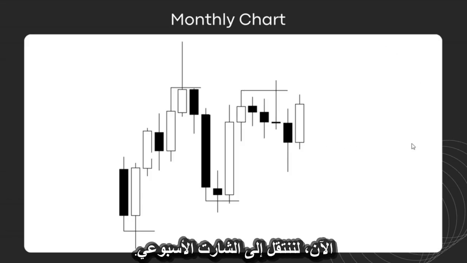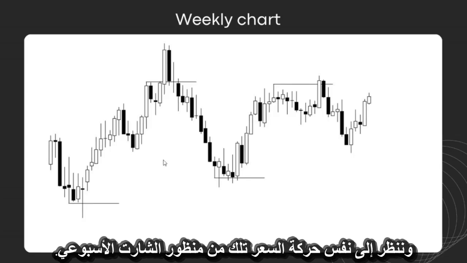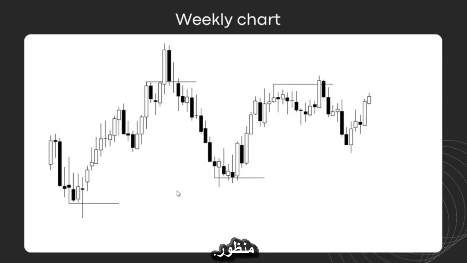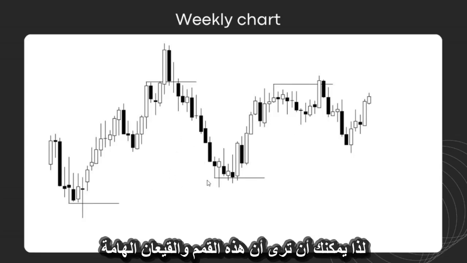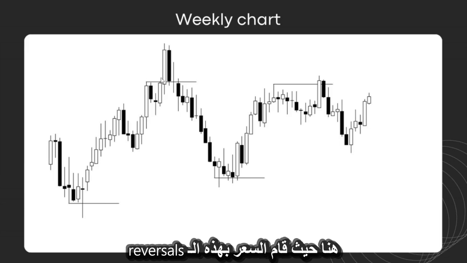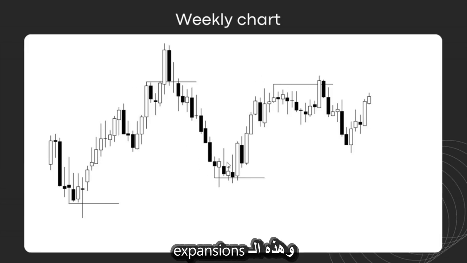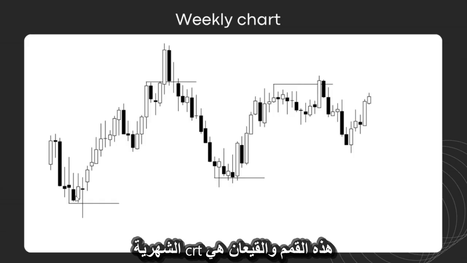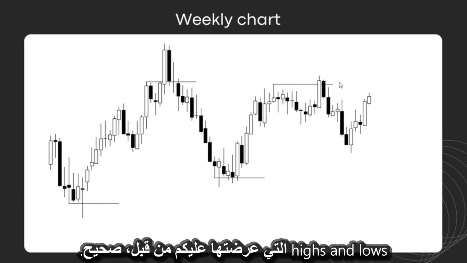Now, let's move on to the weekly chart and look at that same price action from the weekly chart's perspective. You can see these significant highs and lows right here where price made these reversals and expansions. These highs and lows are the monthly CRT highs and lows that I just showed you before, right?